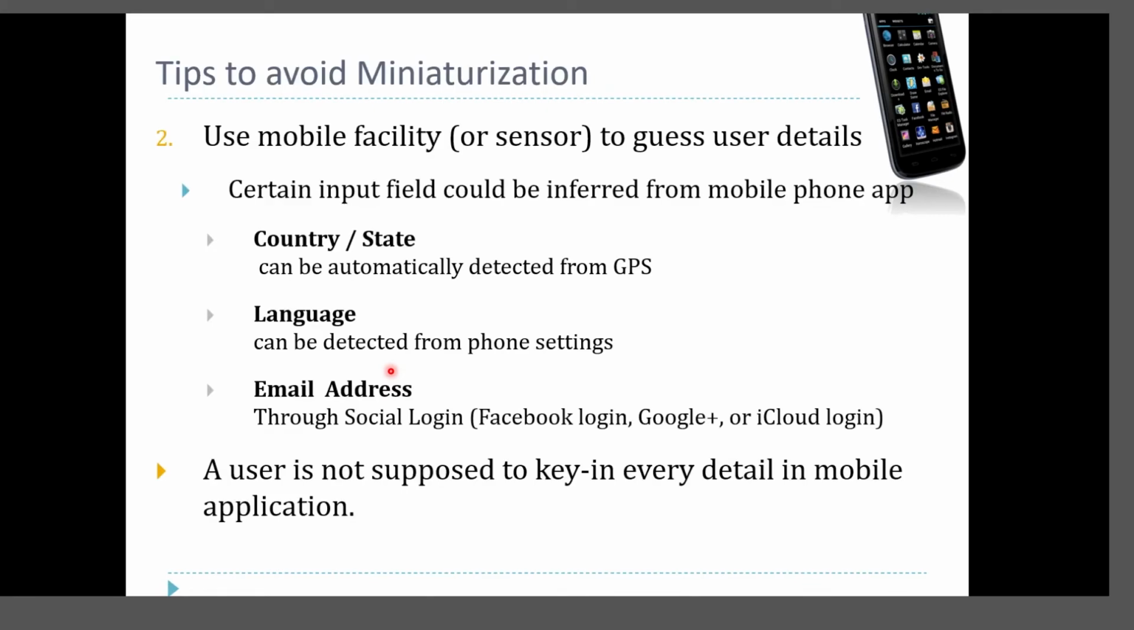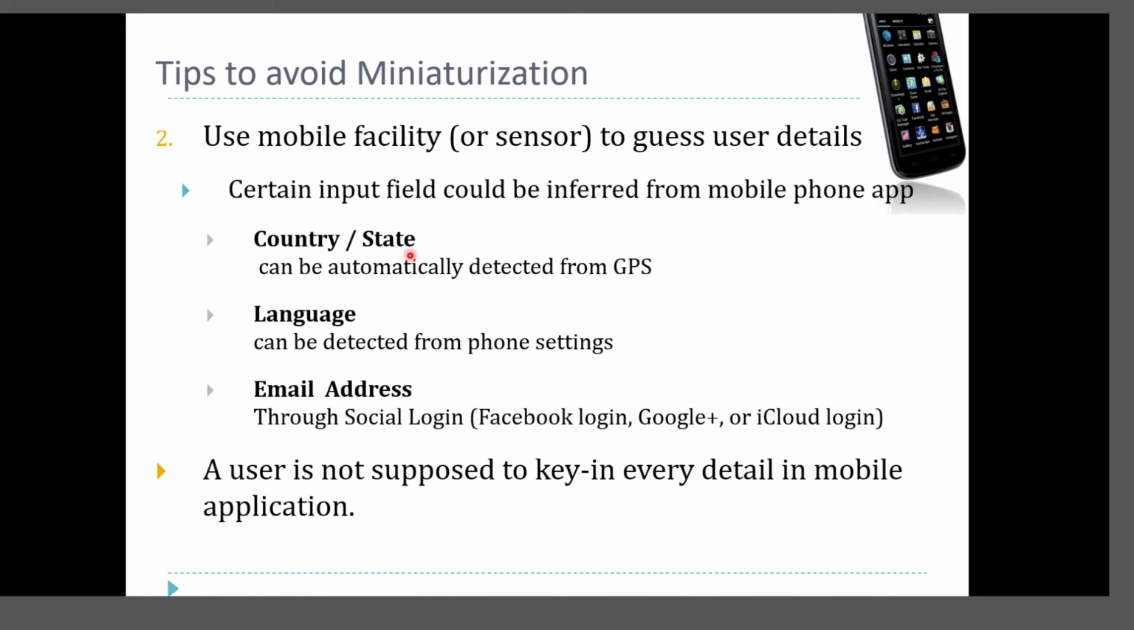Okay, this is another tip to avoid miniaturization. You can also use mobile device facilities or sensors to guess the user details. Likewise, certain input can be inferred by mobile applications, such as country and state, which can be automatically detected from GPS. Okay, macam kamu duduk daripada Kedah ataupun Perlis ataupun duduk di Selangor. Okay, semua ni kita boleh detect daripada GPS.